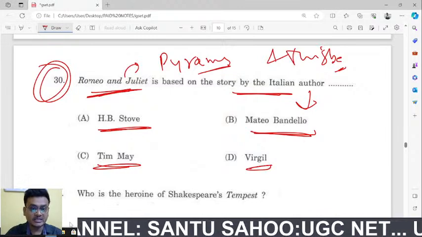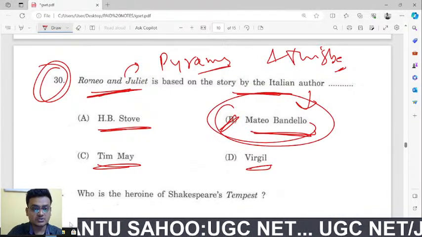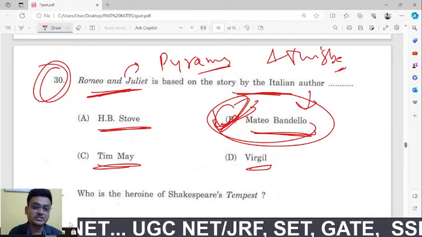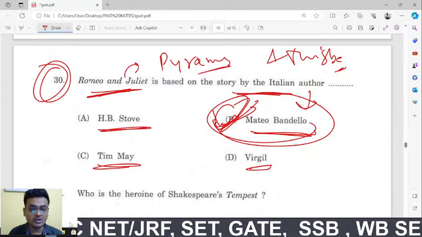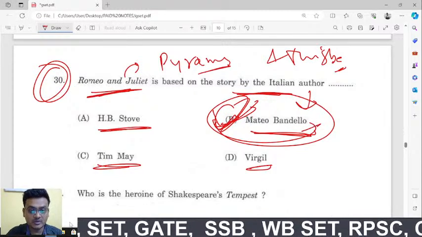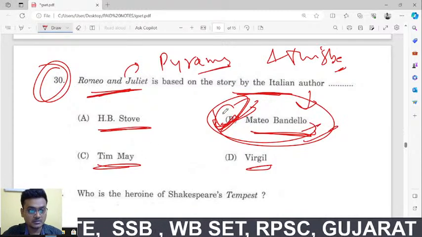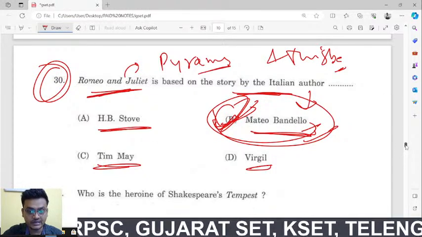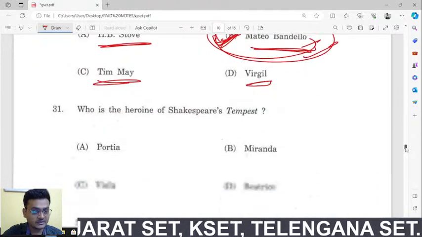Here it's Matteo Bandello, so here B is the right answer. Romeo and Juliet is based on the story of the Italian author Matteo Bandello's work. Chalo, B is the right answer. Chalo, next question here, exactly Viva, well done, fantastic. Here is question number 31.